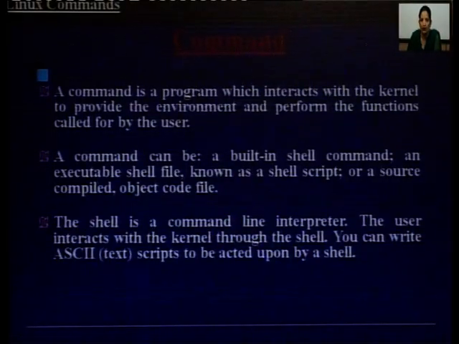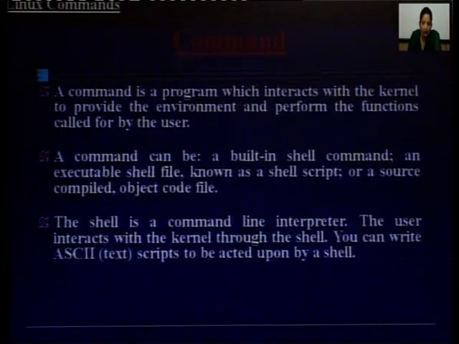Or a source compiled object code file can also be there. There are various ways we can direct our computer system to do our task. These are the various ways: a built-in shell command, it could be an executable shell script, it could be a source compiled object code file, etc.